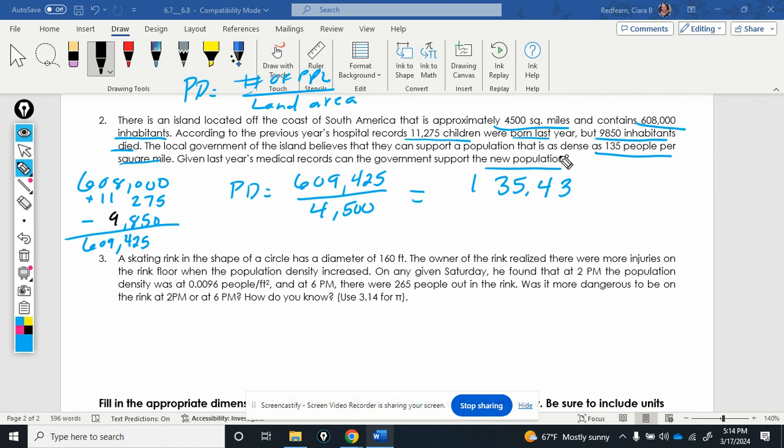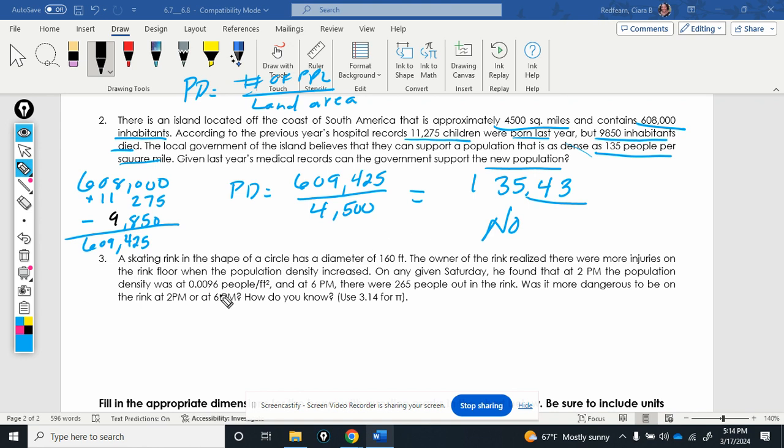Now, it says the government can support a population that is as dense as 135 people per square mile. According to this, can the government support this population? No, they cannot, because they have that 0.43. That can be somebody pregnant or anything. So that 0.43 makes that greater than that 135. So they cannot support the new population.